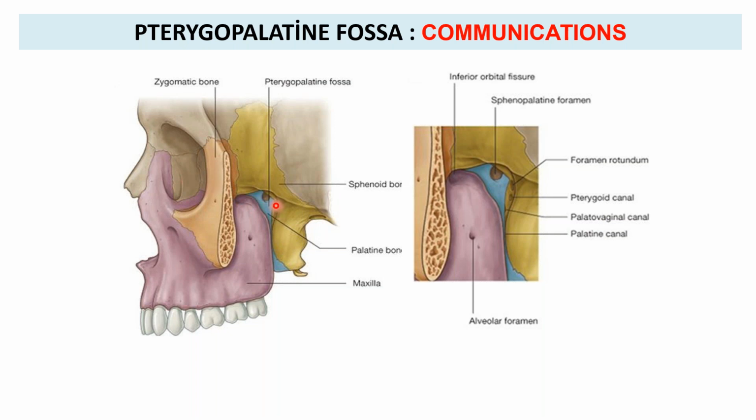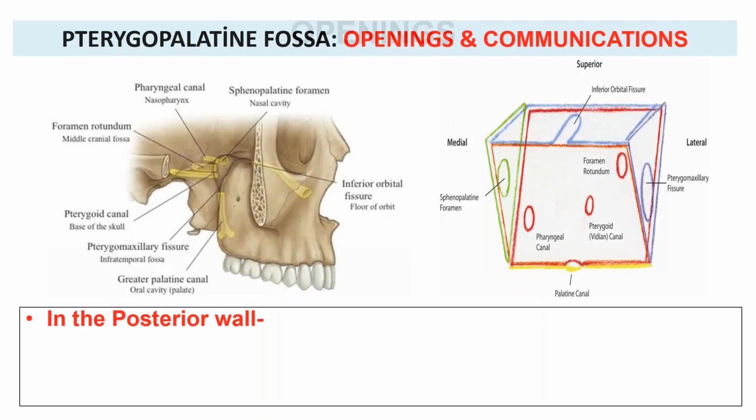And then there are certain foramina which you can see in the detailed version. There are the foramen rotundum, the pterygoid canal, and the palatovaginal canal, which are on the posterior wall of the pterygopalatine fossa. Then one foramen you can see over here in the medial wall. This is the sphenopalatine foramen, and through the sphenopalatine foramen, it is going to communicate with the nasal cavity. So keep this picture in your mind, considering the fact that the pterygopalatine fossa is comparable to an inverted pyramid with a base above and the apex below.